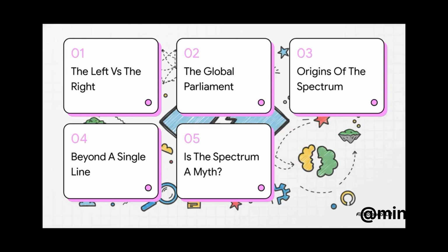Here's our roadmap for today. We'll start with Section 1, the left versus the right, exploring the classic binary. Then Section 2, mapping the global parliament, to see how this plays out worldwide. Next up is Section 3, origins of the spectrum, where we'll find out where this line actually came from. We'll follow that with Section 4, beyond a single line, and finally wrap up with Section 5, is the spectrum a myth? All right, let's get started.